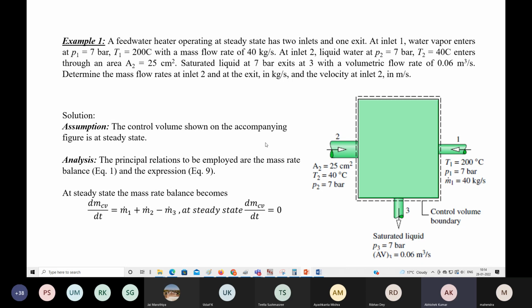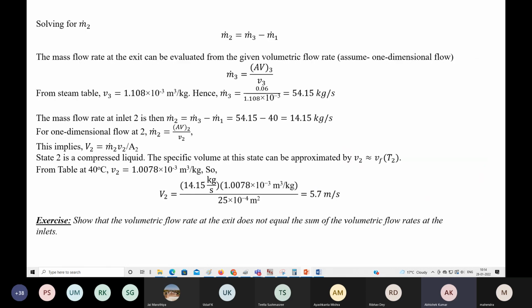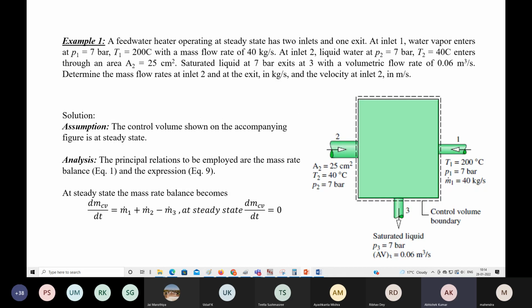This example is in your slides. Once I share these slides, you can go through it. This is simple, nothing more actually. Mass 1 and mass 2 are coming in with different temperatures and pressures, and then mass 3 is going out. We are considering it as steady state. Whatever is coming in is leaving as out. No accumulation inside, which means it is steady state.